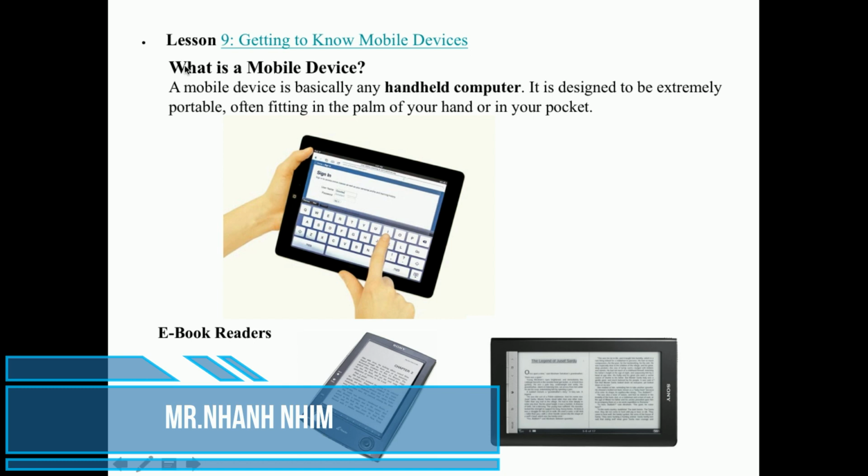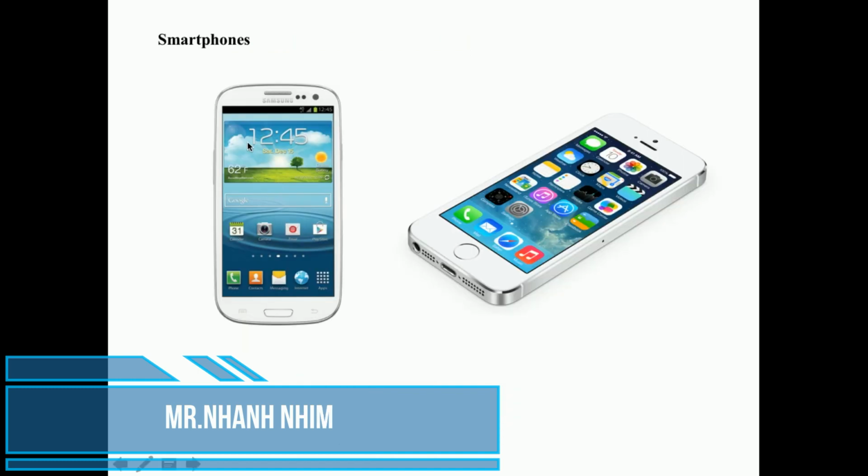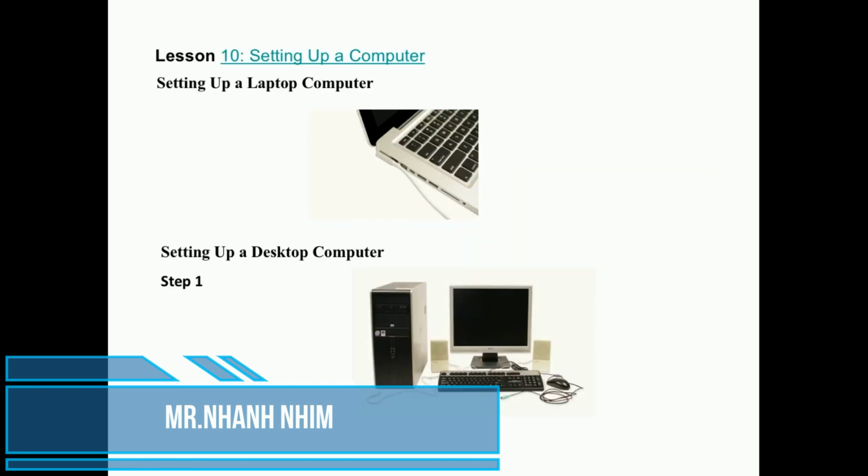A mobile device is basically a handheld computer. It is designed to be extremely portable, often fitting in the palm of your hand or your pocket. Like an e-book reader, we can count it as a mobile device too, because it's important. We can read anything, right? So this is a mobile device or smartphone, like an iPhone or Samsung or other model. We can count a smartphone as a mobile device as well.